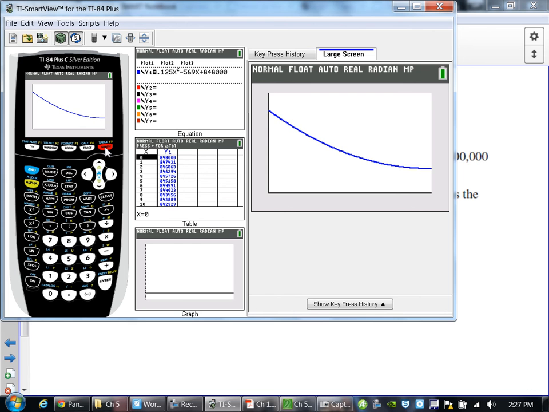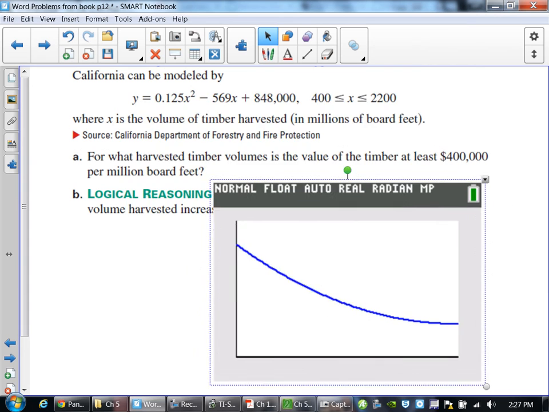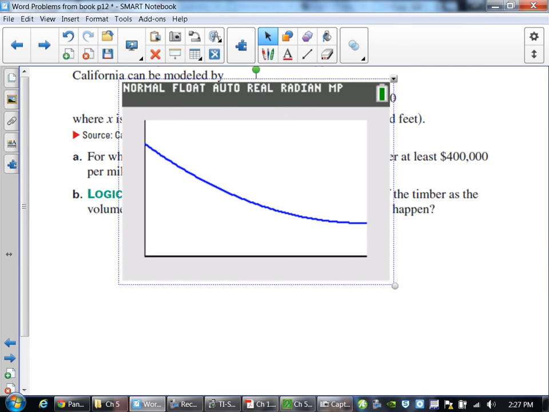So what's happening here in this graph is that these are your values of x. Our window is at 350 to 2300, I believe. Okay?